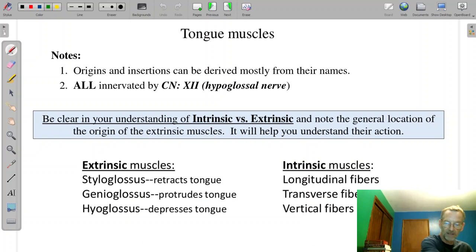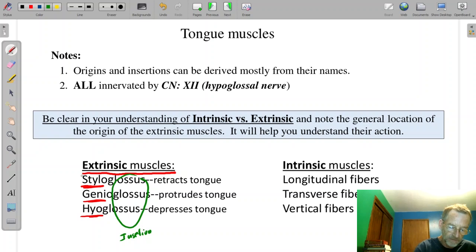And here is basically what I just went over. I copied this straight out of the objectives and pasted it into a slide. So these are the intrinsic muscles, or excuse me, the extrinsic muscles. Let's start with those first. So where do you think the origin is with a stylo or a genio or a hyo? The insertion is all in the tongue, of course. So those are the insertions, stating the obvious, and these are the origins.